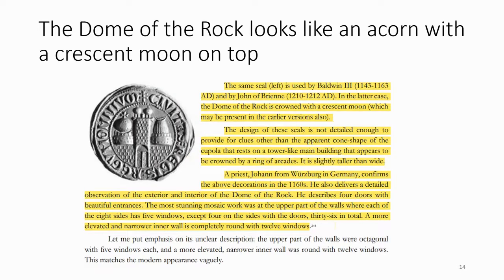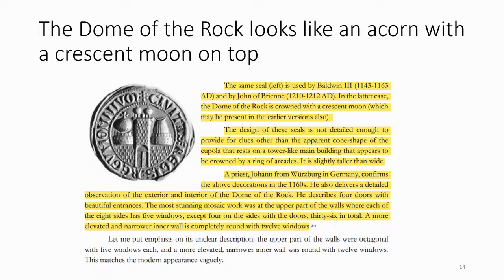Here is another depiction of it here. This is from a seal by Baldwin III, 1143 to 1163, and by John of Brienne. In the latter case, the Dome of the Rock is crowned with a crescent moon, which may be present in the earlier versions also. So if you look at the image on the right hand side, that's what is being referred to. And you can see there it's not really a dome, it's more like an acorn with a crescent moon on the top. Okay.